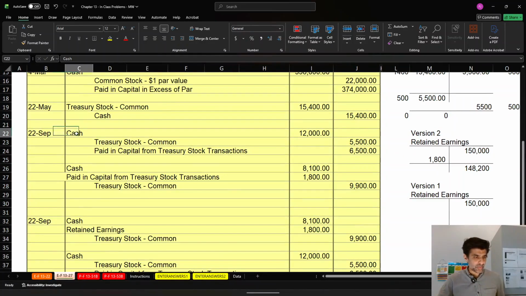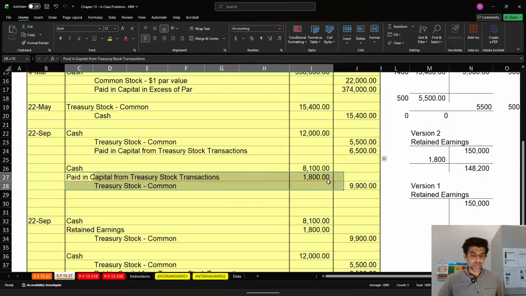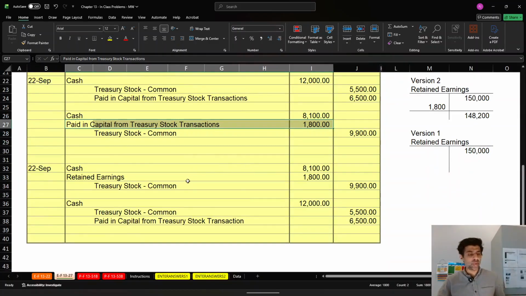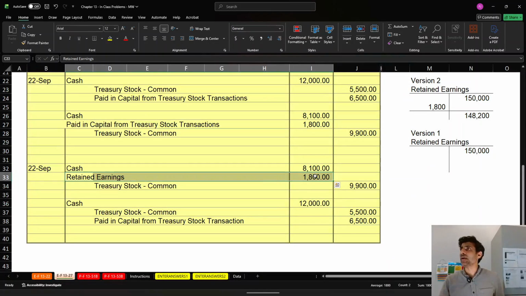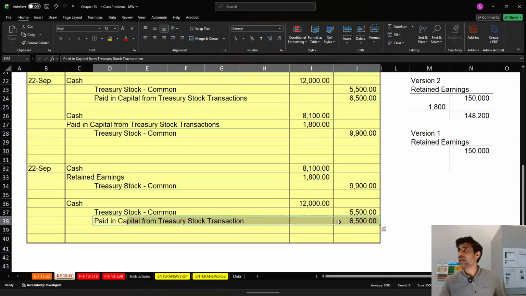This is the first version, right? Since we got this gain, we have this balance, right? We could then take it out when we had the loss. If you reverse the order, you don't have that paid in capital account because you're taking the loss first. So in that case, we had to take the loss to retained earnings. And then in the second transaction, we have the gain.